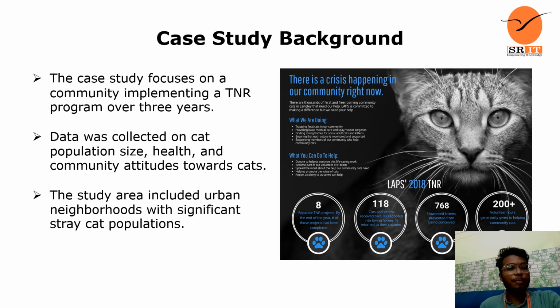Moving on to the next slide, let us now study the case study and its background. The case study focuses on a community implementing a TNR program over 3 years, where we have chosen a period of 3 years. Data was collected on cat population size, health, and community attitudes towards cats. The study area includes urban neighborhoods with significant stray cat populations. Usually in urban areas, we happen to see these stray cats more and more. So under this case study we will study what is their population, what is the health, and what is the attitude of the people who are living in the neighborhoods towards these stray cats.